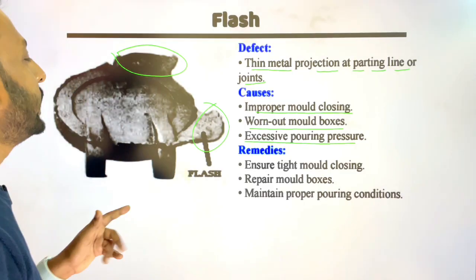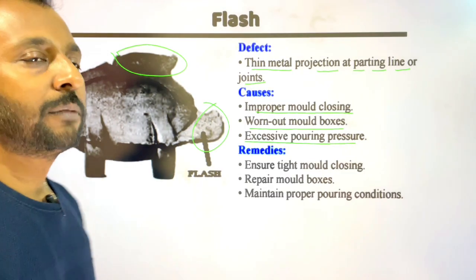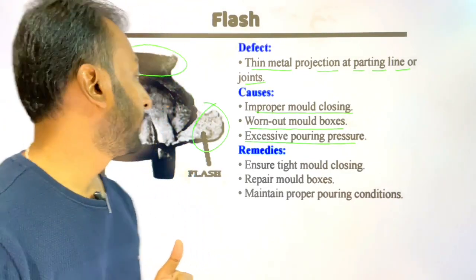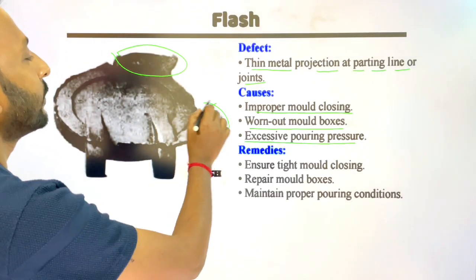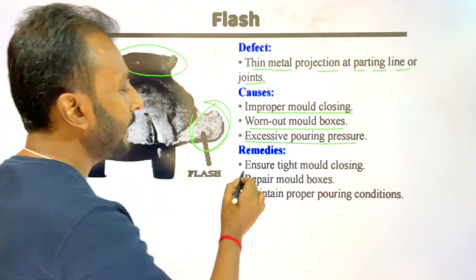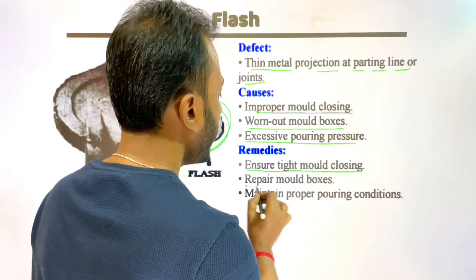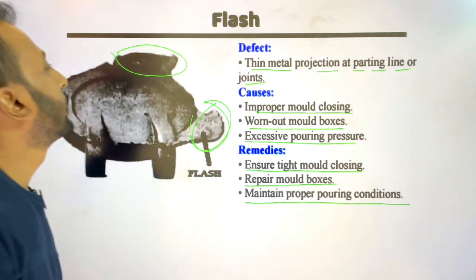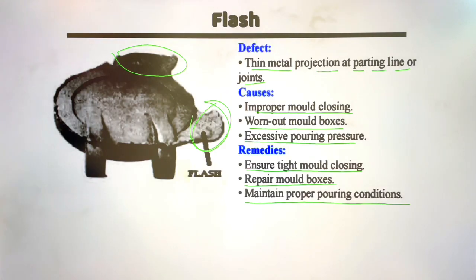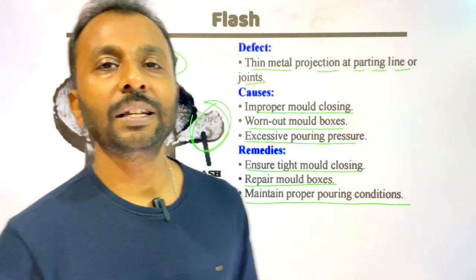If we are doing the molding process and the temperature of the molten metal is very high, then it will apply more pressure on the molding and then the flash will occur. So what are the remedies? Ensure tight mold closing, repair mold boxes, and maintain proper pouring conditions. So these are the remedies for flash casting defects.